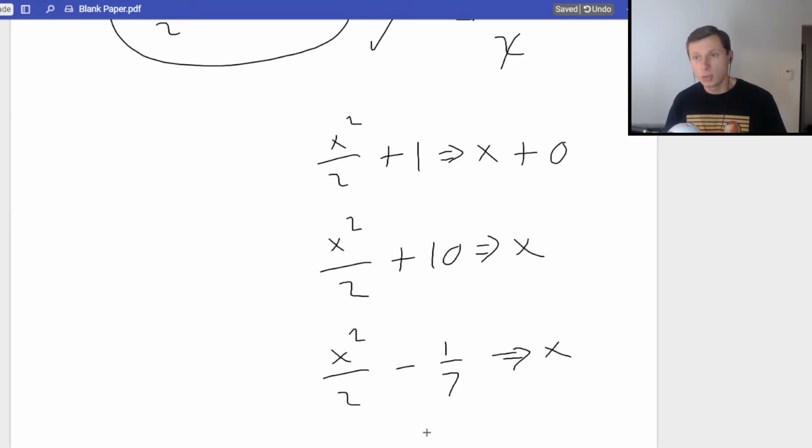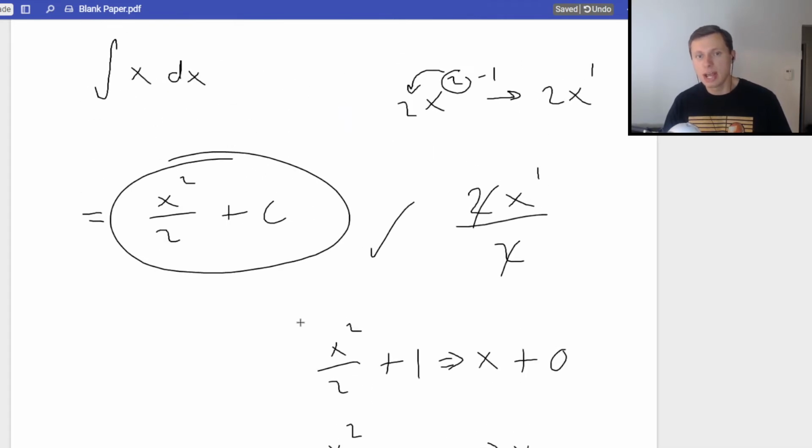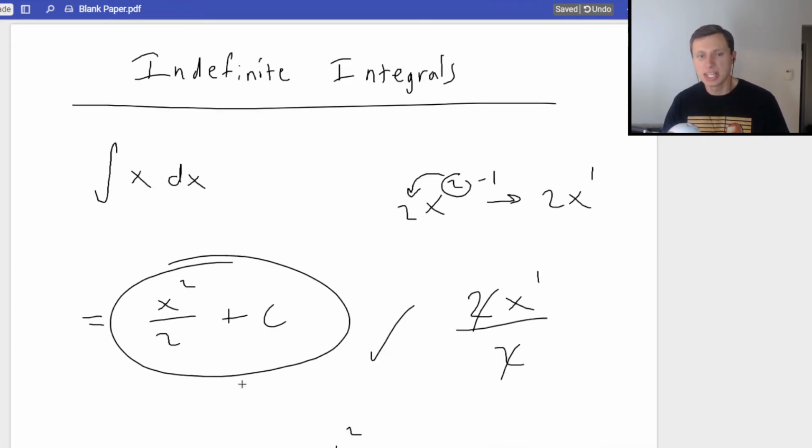Plus c we need to include because it could be any of these. How do I know that the integral is not plus 1 or plus 10 or minus 1/7 or just 0? It could just be plus 0 in the first place. And so to cover every possible situation, we just put a plus c at the end of it, and that covers every possible answer we could have. And yes, you need to put plus c at the end of every indefinite integral problem. Okay, so that's it for the first one. Again, what did we do? We did the power rule essentially backwards. Any questions so far? Okay, great.